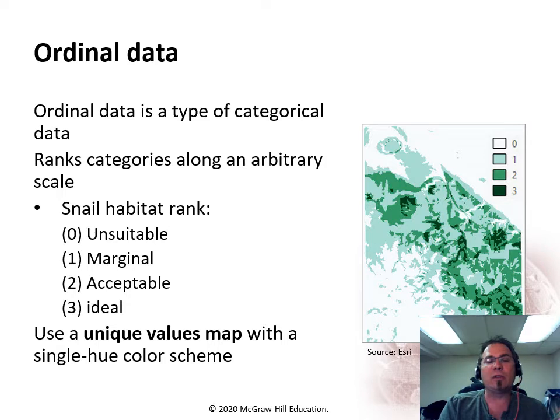Now this uses what's called a unique values map, and this is an option in GIS when you add data and you go to your symbolization scheme. It'll say unique values. Okay, and then you have your option for what you want to use. A lot of times you want to use a hue-based color scheme, or the monochromatic scale I mentioned where it goes from light to dark. So again, ordinal can be very handy with certain data sets.